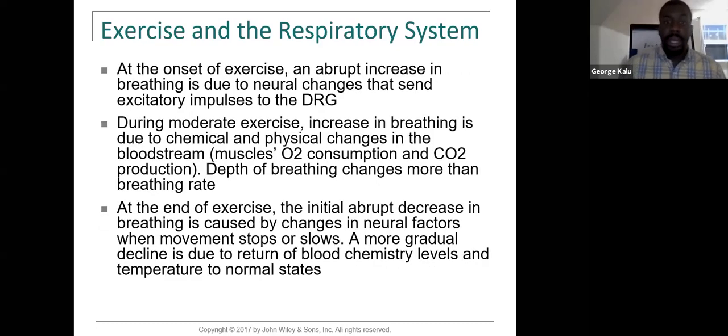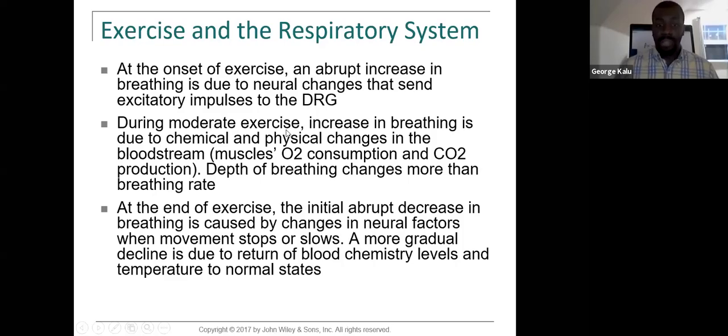Now, when you begin exercise, your brain is going to say, hey, we're starting to work out a little bit. We need to start to increase our breathing rate because we're about to do a lot of exertion here. It's going to increase your breathing rate abruptly, and that's going to be due to the neurons in the DRG inside the medullary respiratory center.